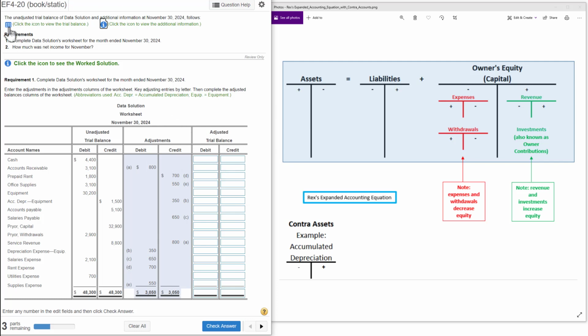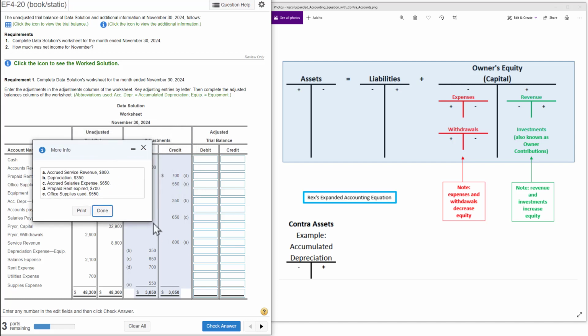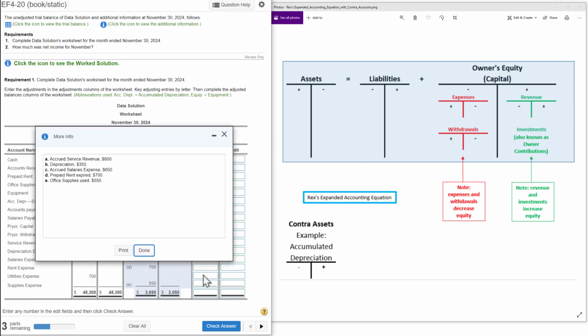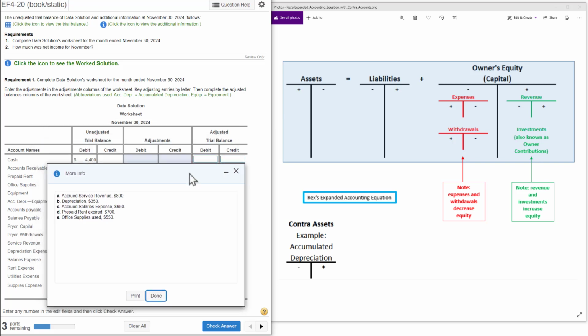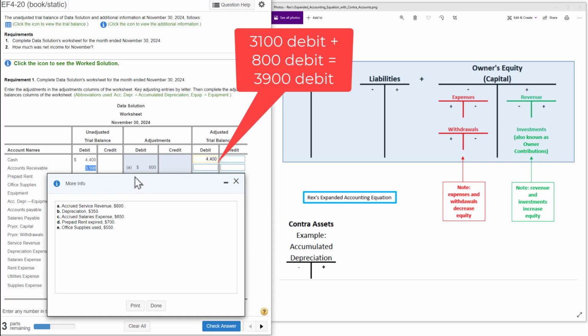So to do that, I might use this as a block so I can kind of see stuff. Let's see if it lets me make it bigger. That's good enough. All right, so we got $4,400 cash. Cash is never adjusted, so the balance is still the same. Then we've got AR, 3,100. It was increased by 800. That gives us 3,900.